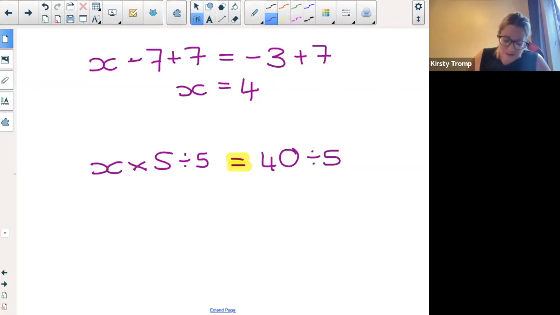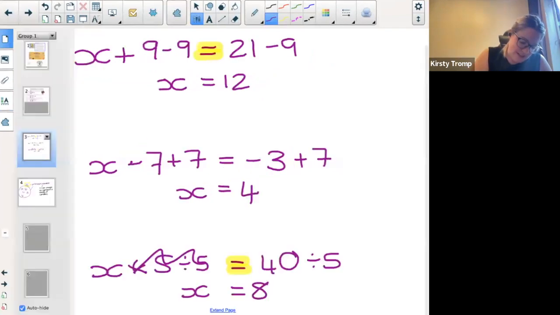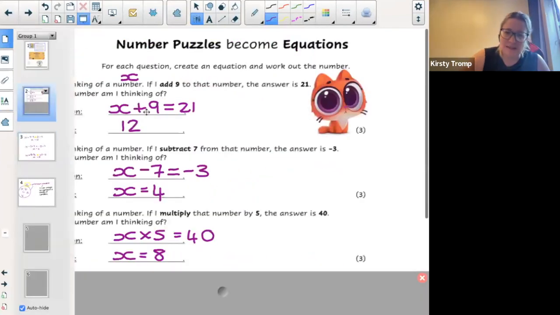Okay, so 5 divided by 5, it gives me x, hey? Happy? Because that cancels. Do you agree? Times 5 divided by 5, gone. Right. And 40 divided by 5, what's 40 divided by 5, Tara Jane? 8. Well done. Did we have the same answer? Yes. Awesome. Well done. Thank you so much.